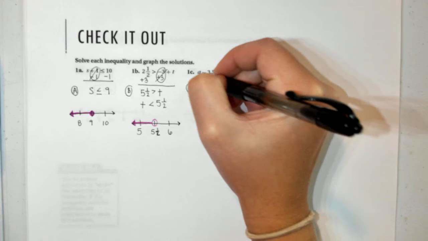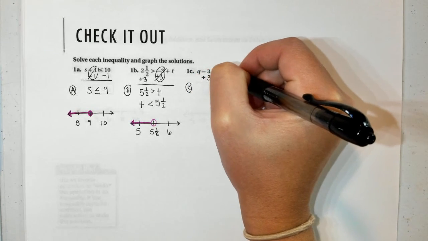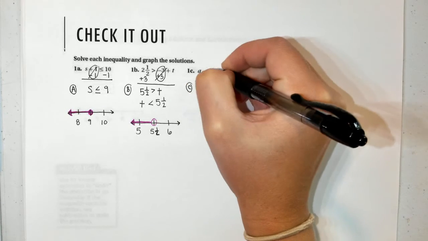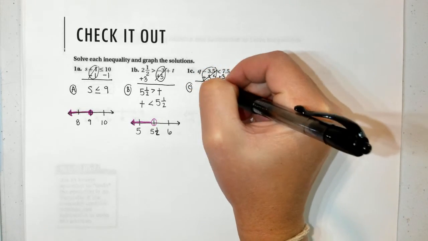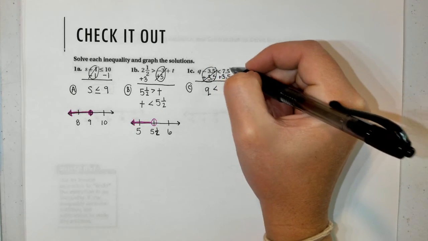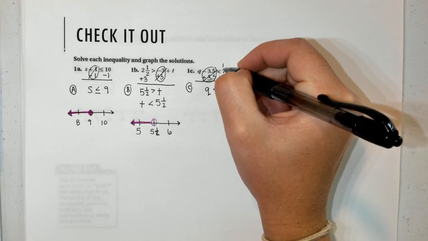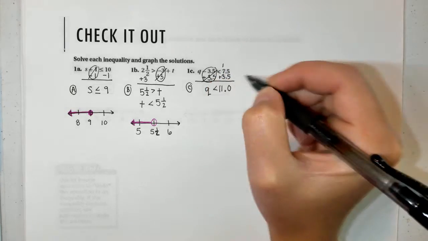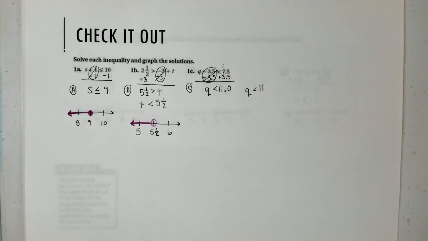For C, I'm going to add 3.5 to both sides. Minus 3.5 plus 3.5 gives me 0, so I'm left with Q. Less than 5 plus 5 is 0, or 10, sorry, 0, carry my 1, bring down my decimal. 1 plus 7 plus 3 gives me 11. So Q is less than 11.